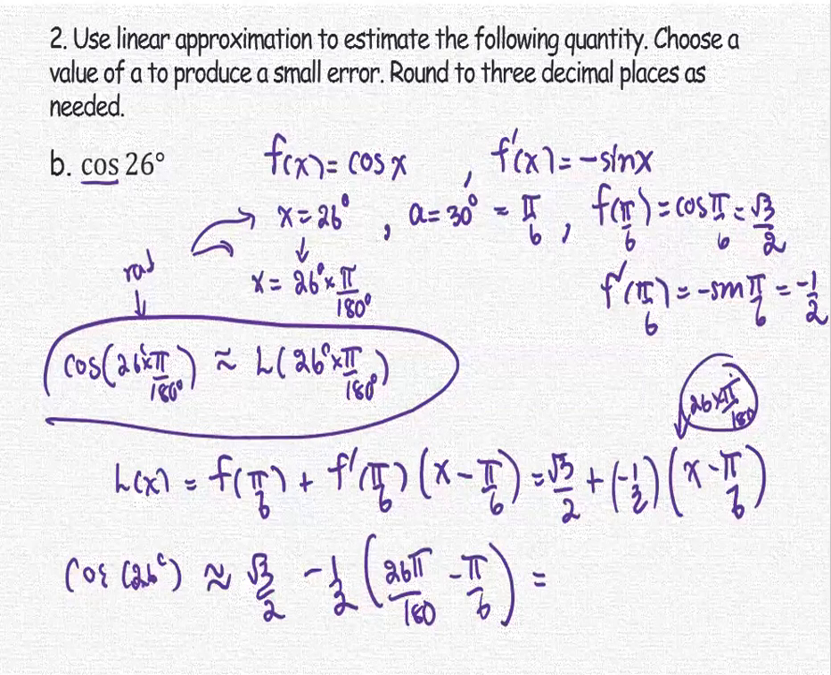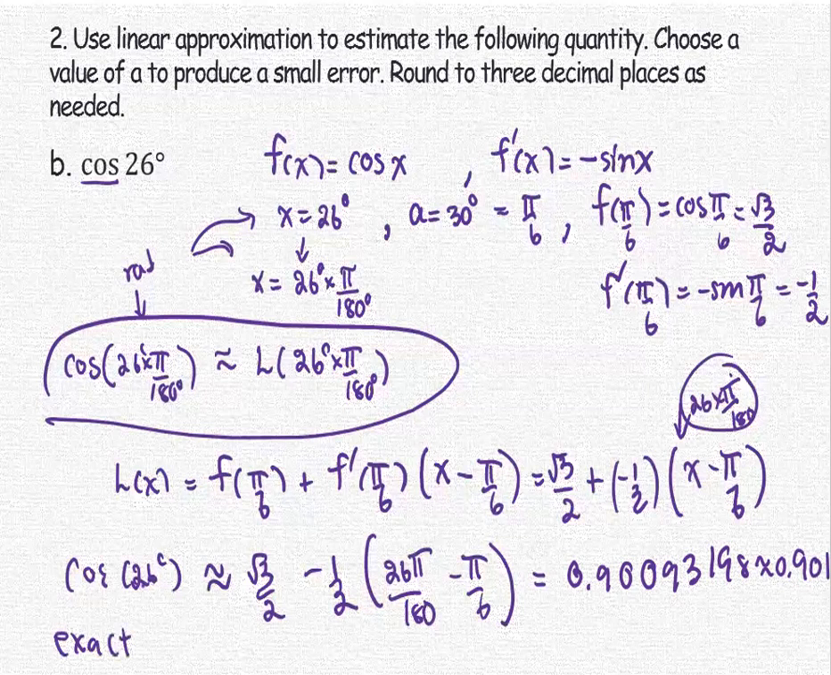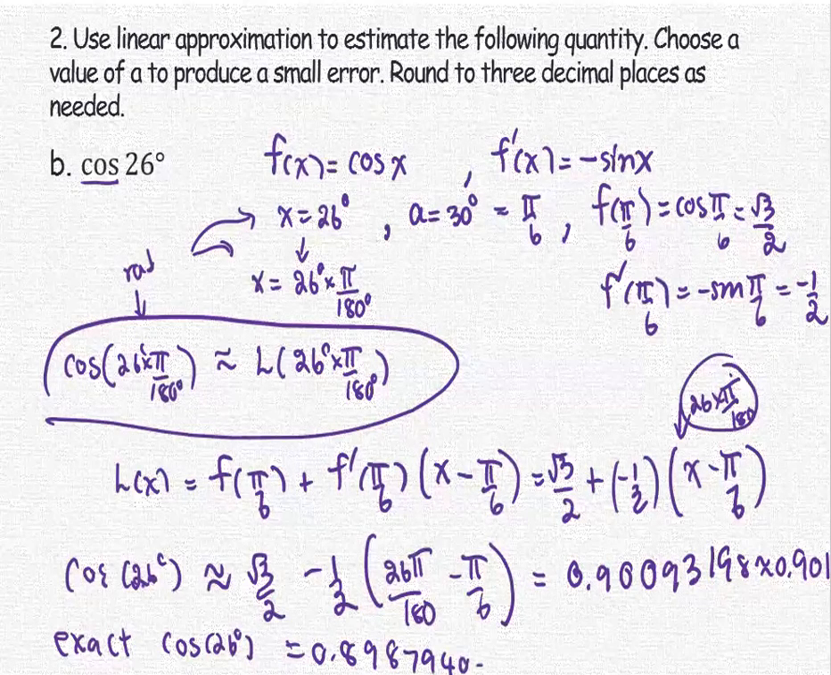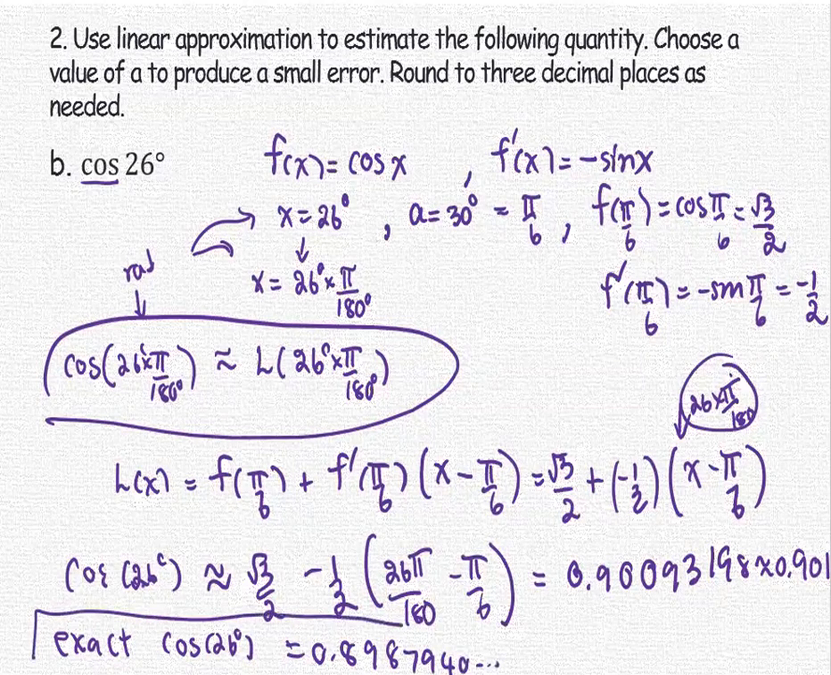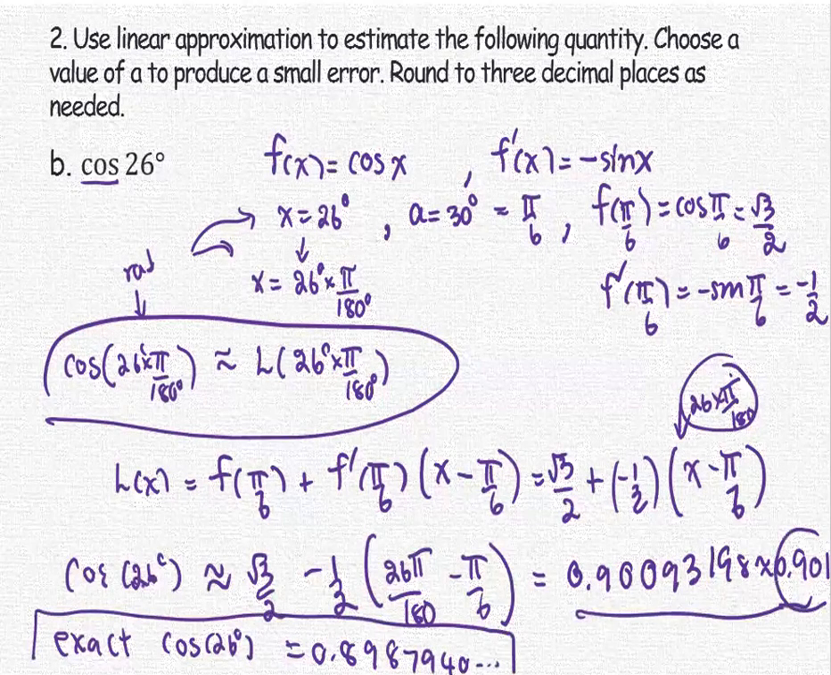So the approximate value is 0.900939198 and so forth. We need 3 decimal places, so it's about 0.901. And the exact value, as you put in a calculator, the cosine of 26 degrees, if you calculate it in degree mode, is 0.8987940 and so forth. So in this example, we have the close numbers 0.901 and 0.899.